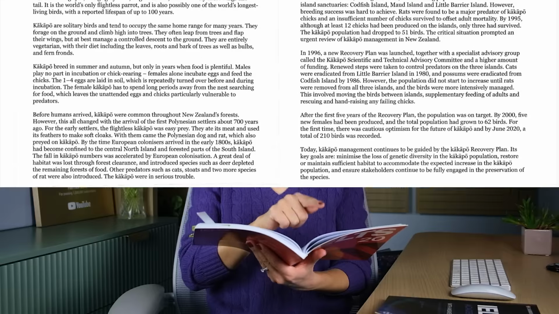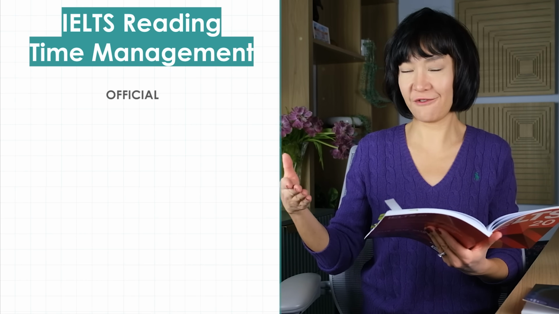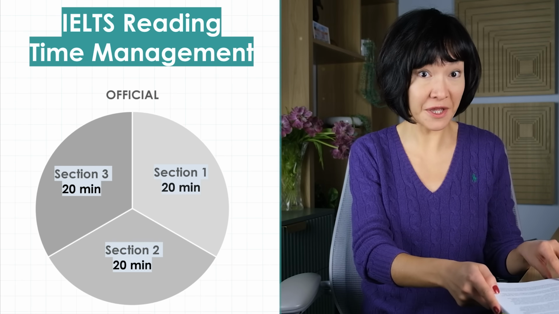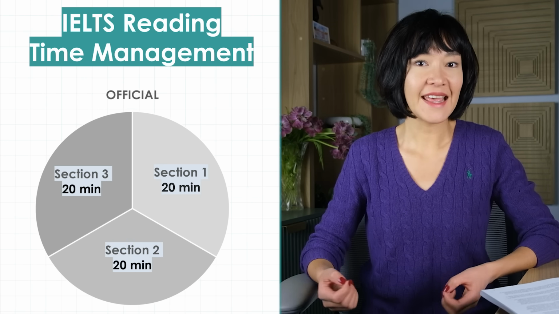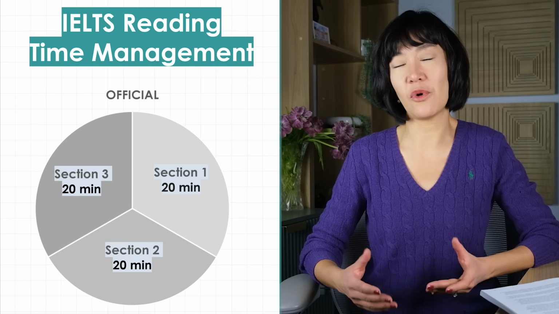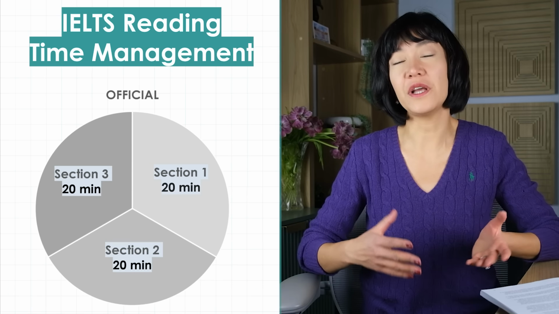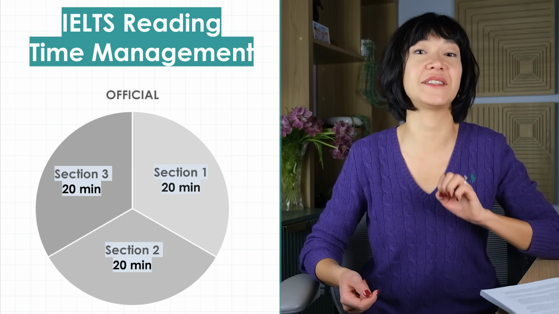Now let's open the test. And I must say, I disagree with these instructions at the very start. You should spend about 20 minutes on questions 1 to 13, and then the same for sections 2 and 3, 20, 20, 20. It sounds neat, but that's bad advice. Why? Because section 1 is the easiest and section 3 is the hardest. The passages get more complex and it just takes more time to find those answers. If you give section 1 the full 20 minutes, you're basically wasting your time on the easy part and then rushing through the most difficult questions at the end.